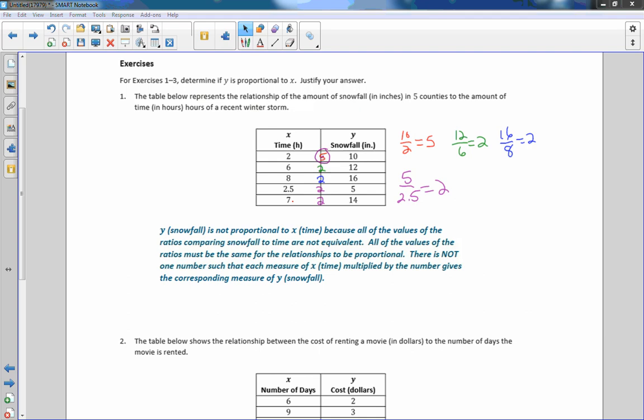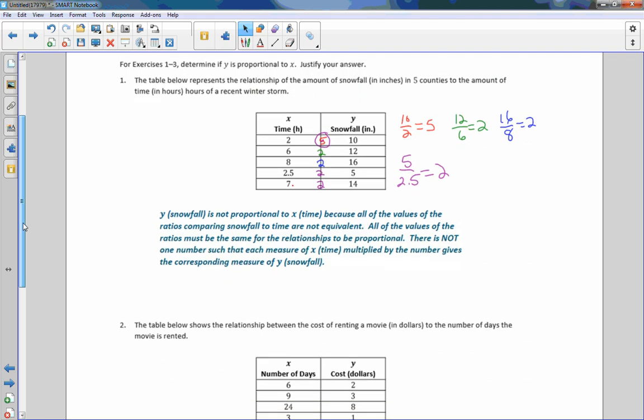Y, snowfall, is not proportional to x, time, because all of the values of the ratios comparing snowfall to time are not equivalent. All of the ratios must be the same for the relationship to be proportional. There is not one number such that each measure of x, time, multiplied by the number gives the corresponding measure of y. Very detailed explanation.